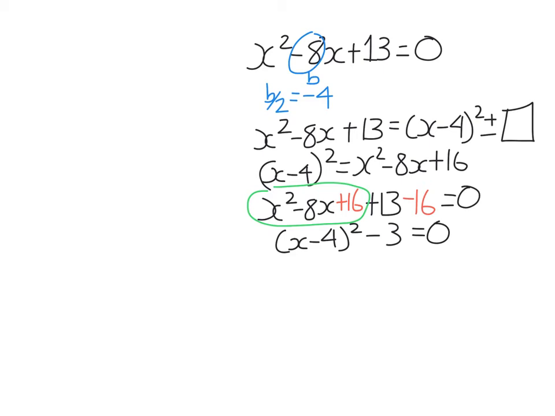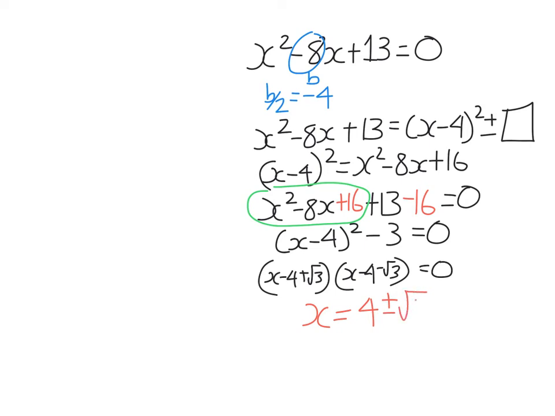I'm going to factorize. So if I square root the first, I get x minus 4. If I square root the second, which is 3, just root 3, one gets a plus and one gets a minus. So I solve this like I did on the previous slide. Hopefully you can see that the solutions will be x equals 4 plus or minus root 3. So x equals 4 plus root 3 is one solution, x equals 4 minus root 3 is the other solution.